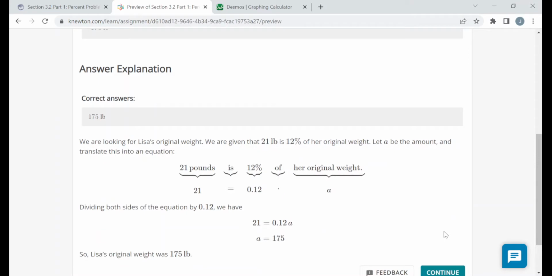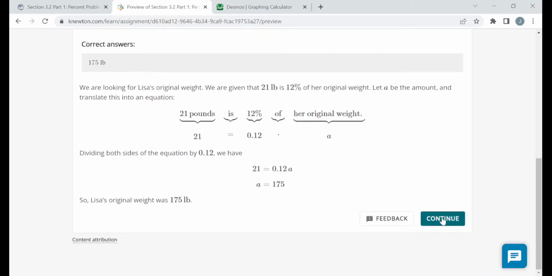Again, you see they used 0.12 for 12%. I used 12 divided by 100, the fraction. It depends really on what you like working with better. Do you like working with decimals or fractions? I personally like working with fractions more than decimals. It doesn't matter though.